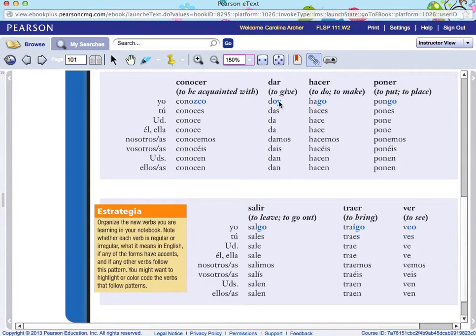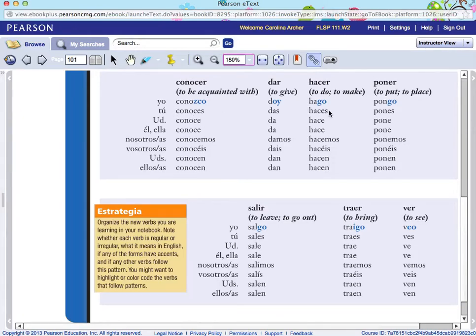Conozco, yo doy, yo hago. See, it doesn't really follow the endings like the regular verbs. Yo pongo, yo salgo, yo traigo, y yo veo. The rest of the persons conjugate like regular verbs that you learned in the last chapter. See, the endings are the same. Es, emos, éis, en.